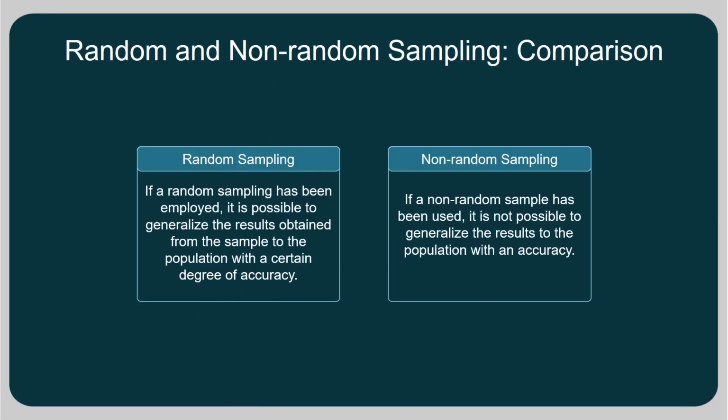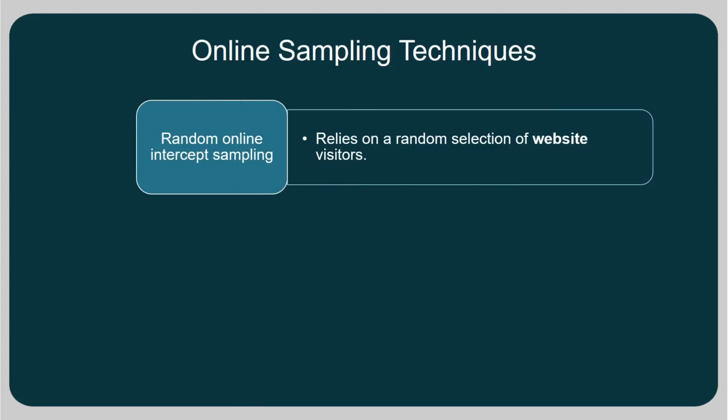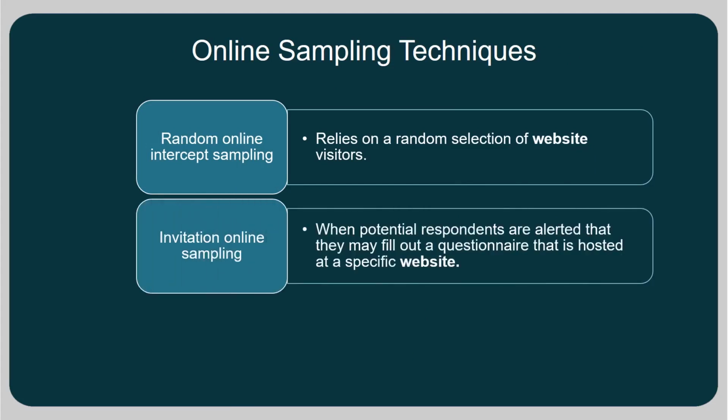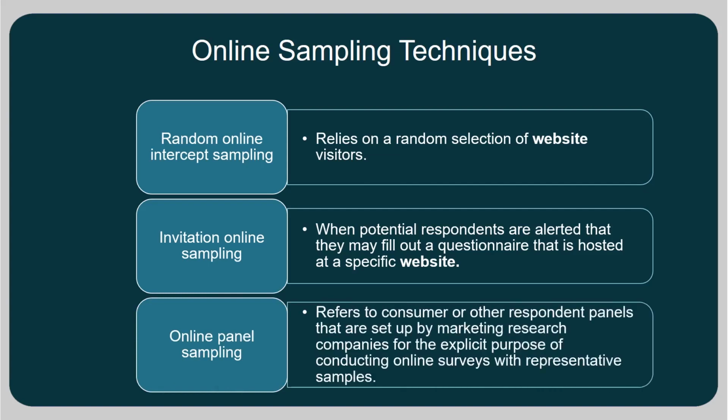Here we are going to discuss 3 types of online sampling techniques. Random online intercept sampling refers to a random selection of website visitors. The second important technique is invitation online sampling, when potential respondents are alerted that they may fill out a questionnaire that is hosted at a specific website. Online panel sampling is another important technique. It refers to consumer or other respondent panels that are set up by marketing research companies for the explicit purpose of conducting online surveys with representative samples.